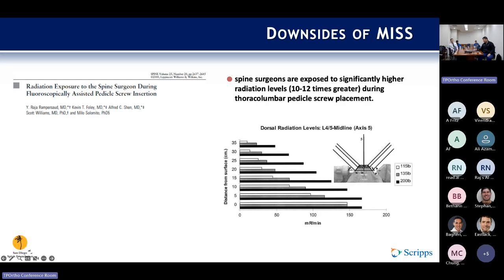Two things. One is if the patient's weight is greater, so the bigger the patient, the more radiation exposure that you'll have. And then also, as you get further away from the patient, the less radiation exposure you're going to have. So you want to aim at least 35 centimeters away from the field to reduce your risk of exposure.